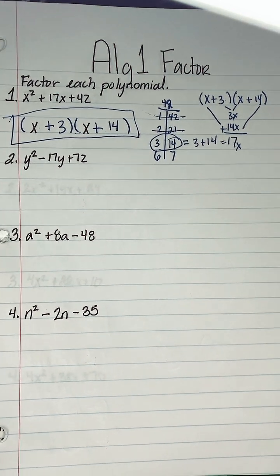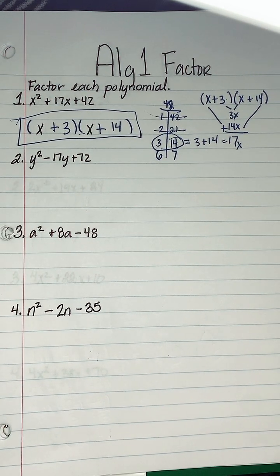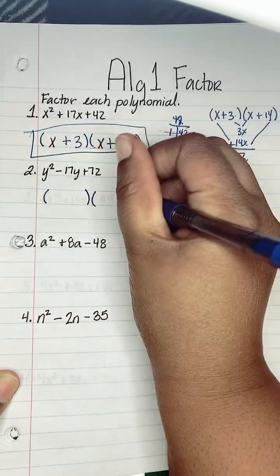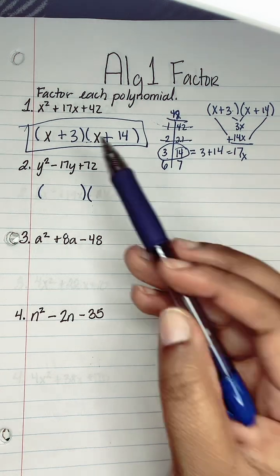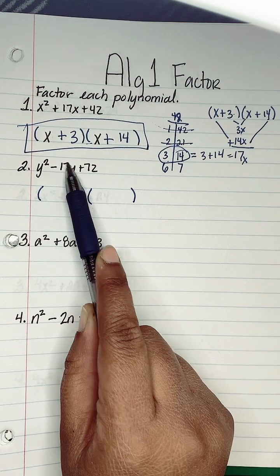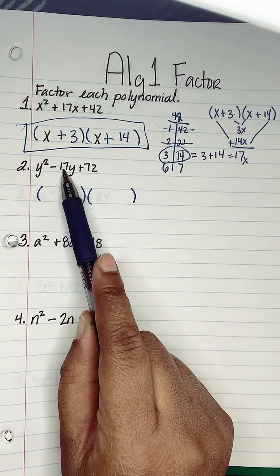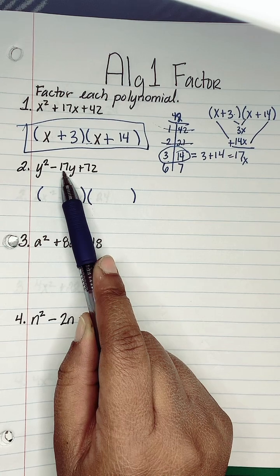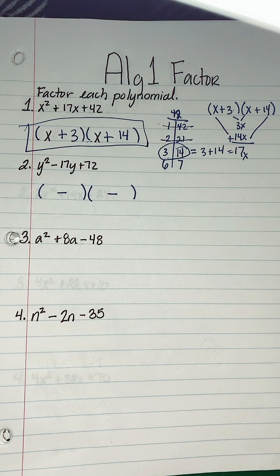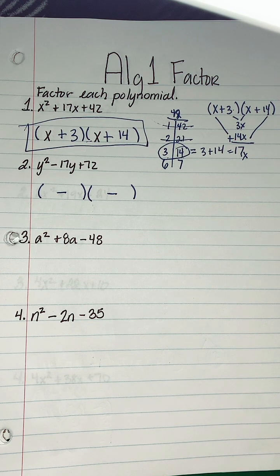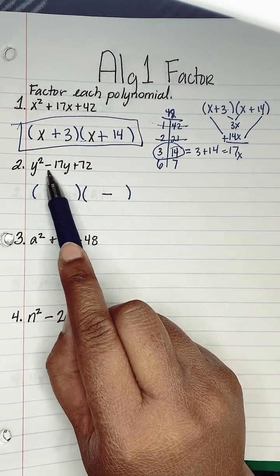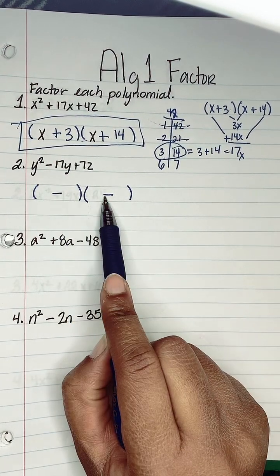Okay, let's do a couple more so you can see. Here we have some parentheses. Whenever your b term, the middle term, is the only negative, both signs must be negative. These are factoring rules. Whenever you have plus plus, both signs are going to be plus plus. When only the middle term is negative, both must be negative.